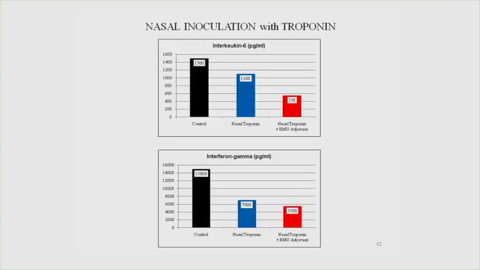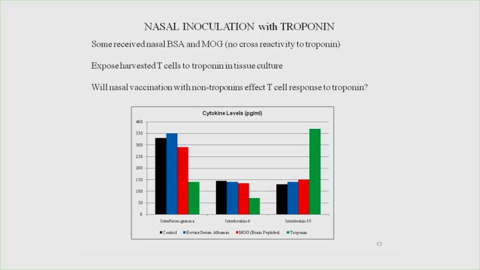What's going on here? The response, interleukin-6, interferon gamma, is also blunted by inoculation with nasal troponin. Now, was the response to troponin blunted by nasal inoculation against troponin or just nasal inoculation in general? Well, the animals that were nasally inoculated with the bovine serum protein and the brain protein that don't react with troponin responded to subcutaneous inoculation with troponin with a brisk immune response. It was only those that were inoculated with troponin where it was blunted.